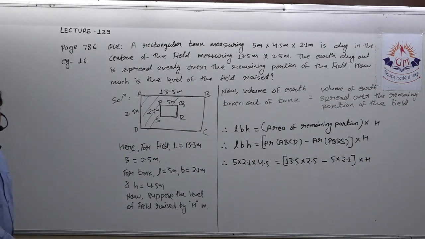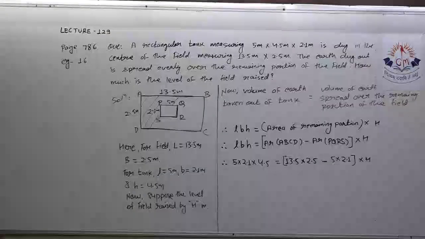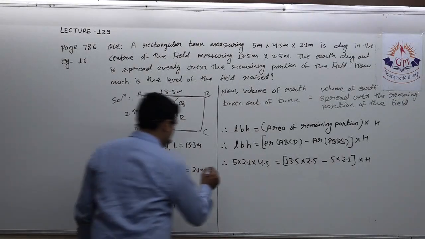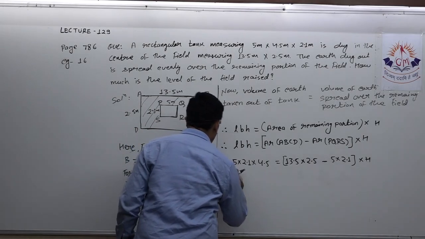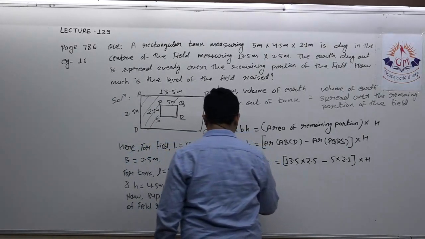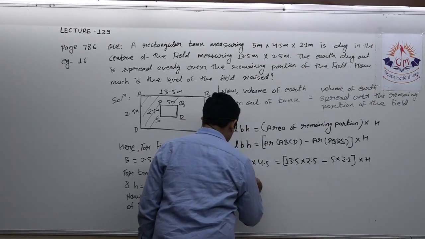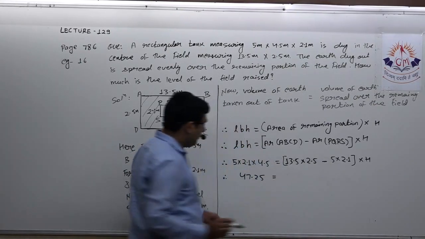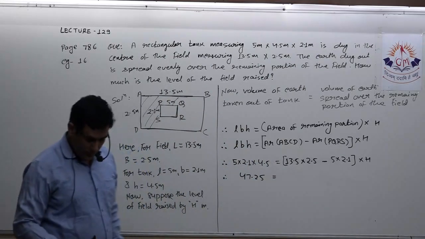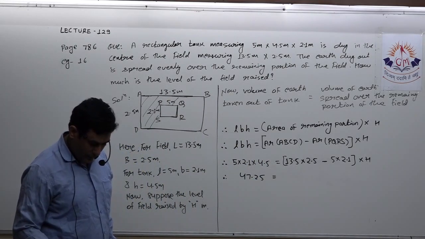So please solve this. Okay, so we'll see this calculation part. Multiplication of these, 13.5 multiplied by 2.5, that is 47.25, that you have to do on your own. 47.25, multiplication of these three.